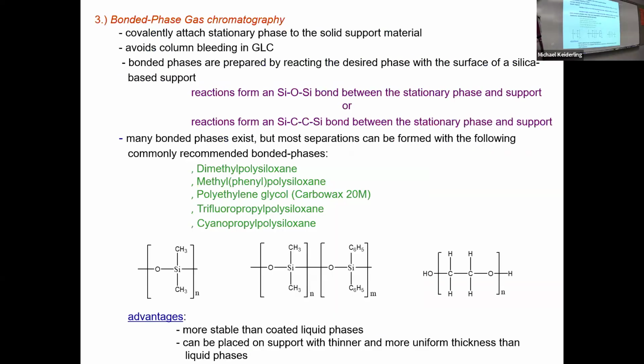Then you can covalently attach the stationary phase. Bonded phase gas chromatography is where you covalently attach the stationary phase to the solid support material. There are many different things that can be used. The advantage is that it's much more stable than liquid phases and can be placed on the support with thinner and more uniform thickness than liquid phases.